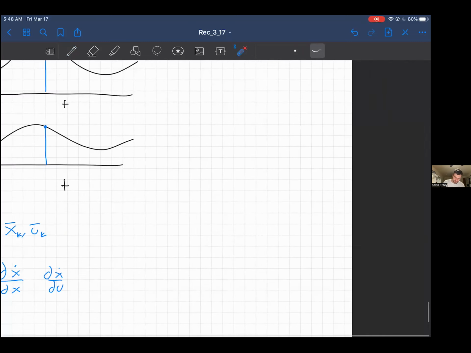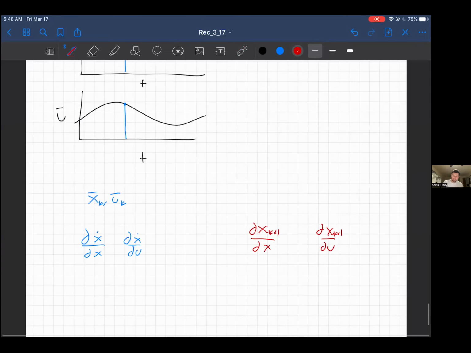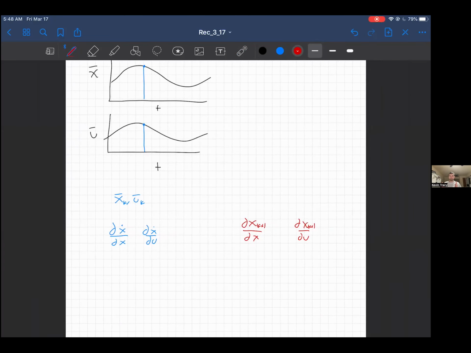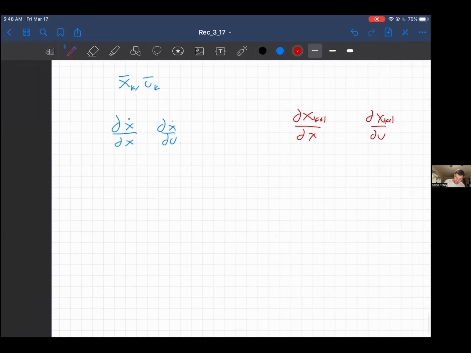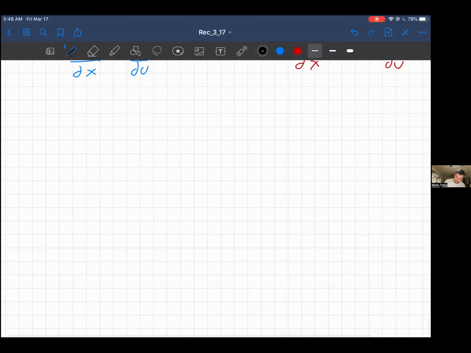Now, alternatively, if I were to take d x k plus 1 d x and d x k plus 1 d u, now I'm considering more of the time step. Does that make sense? Basically what we're doing is comparing the following. Actually, I'll do this for a one-dimensional system, and I think it'll make a lot more sense.